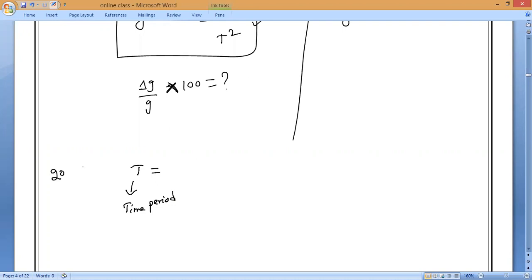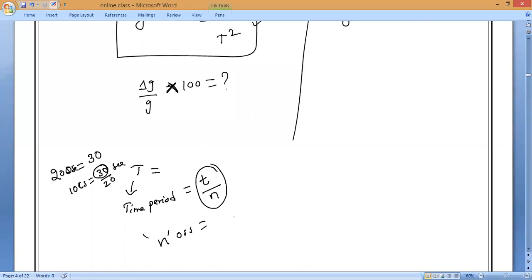Everybody see that. 20 oscillations is equal to how many seconds? 30 seconds. Now, one oscillation is equal to what? 30 by 20 seconds. 30 is the time. So the time period is equal to total time given divided by total number of oscillations. Is it right or wrong? Because we all know n oscillations take t seconds, then what is one oscillation? Time taken to complete one oscillation, how much? Tell me fast.